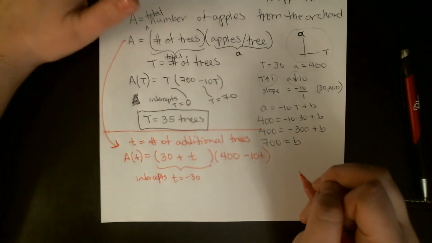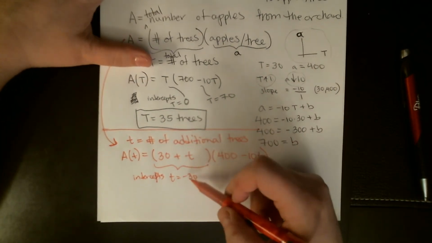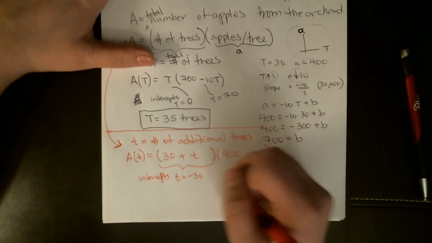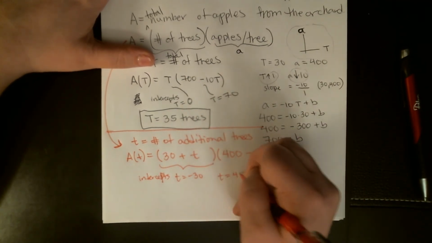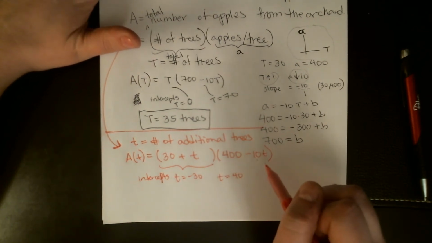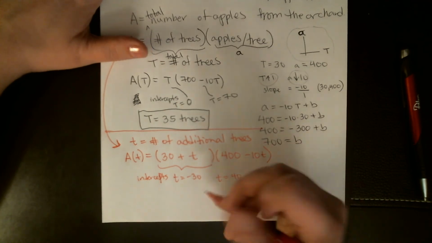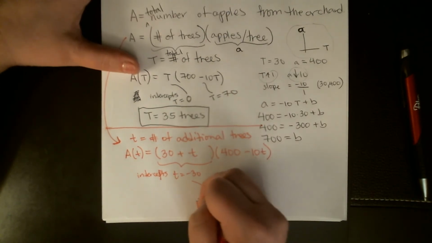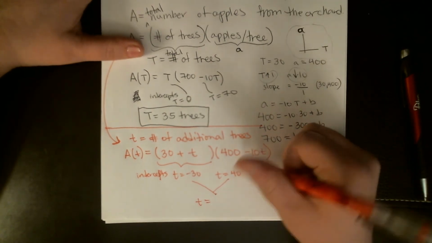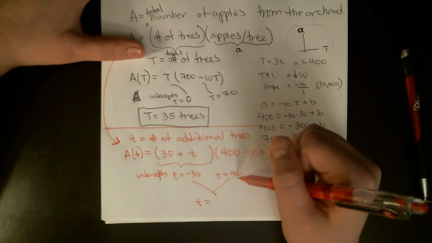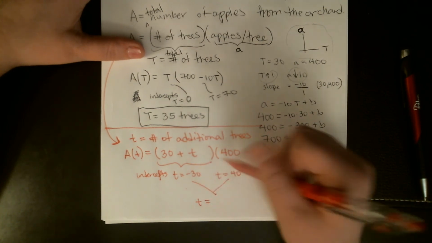Okay, so if t equals negative 30, basically if we take all the trees away, then we're not going to get any apples. Or if t equals 40, so we add 40 trees to the orchard, we're not going to get any apples. The maximum should be right smack in the middle of those two. So these are 70 apart, which means the middle is going to be 35 away from either end.